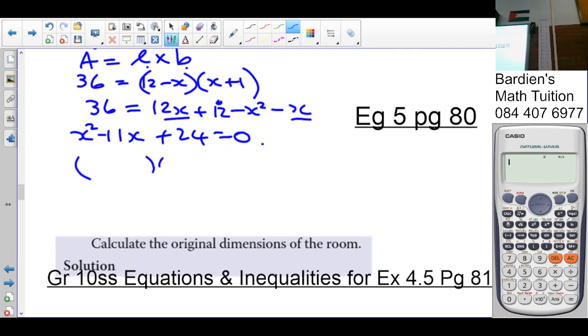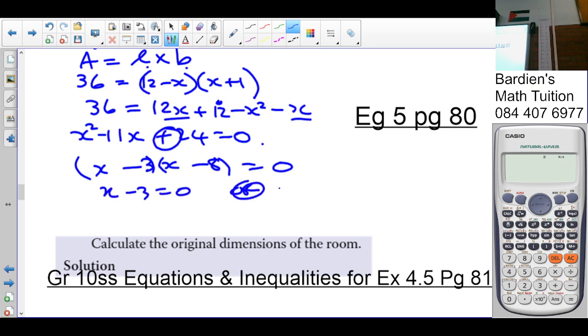Again, you can take it to the product line. But at least I can see the factors going to be x and x, 3 and 8. The signs are going to be the same, so both is going to be minus in this case. So x minus 3 is equal to 0, or x minus 8 is equal to 0. So x is equal to 3, or x is equal to 8.